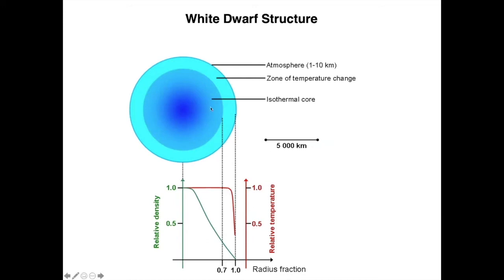So the structure of a white dwarf is very simple. You have an isothermal core, and there is a very thin zone where the temperature changes, where the atmosphere is exposed to space. So this here would be the temperature, fairly constant, and then drops. And from that, you can use your stellar models to calculate what the density would be.